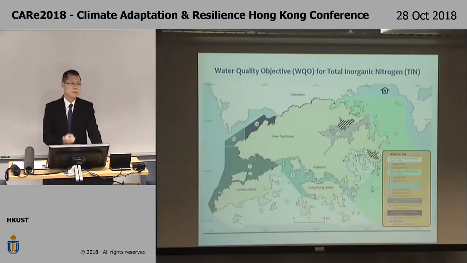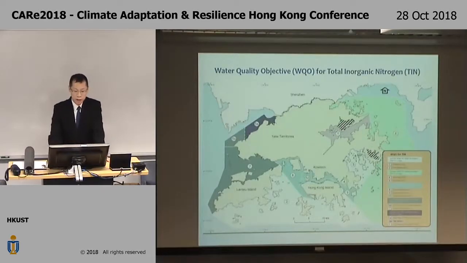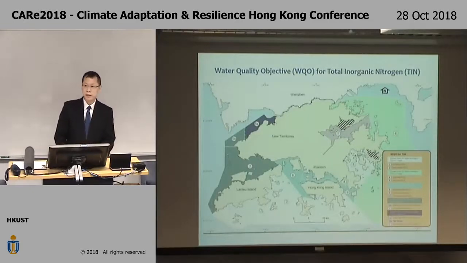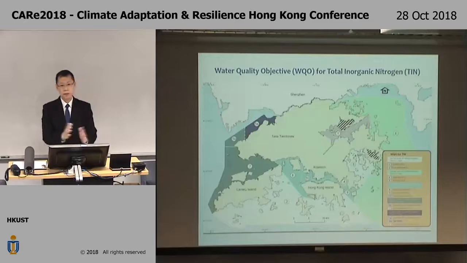I think all of you know what is meant by total inorganic nitrogen. In a sense, it's an element that we think is very essential in the promotion of algae or primary production in the marine waters. So we don't set a quantitative objective for phosphorus, but we have a quantitative objective on total inorganic nitrogen. You can see that when we derived the water quality objective in the 1980s, we set different objectives on TIN at different water bodies of Hong Kong.